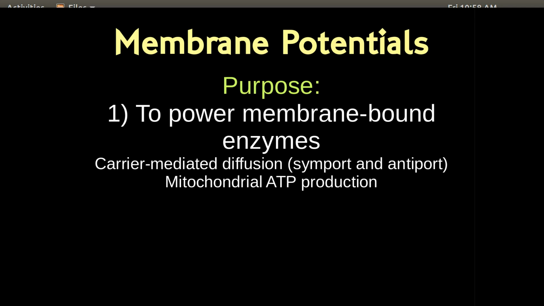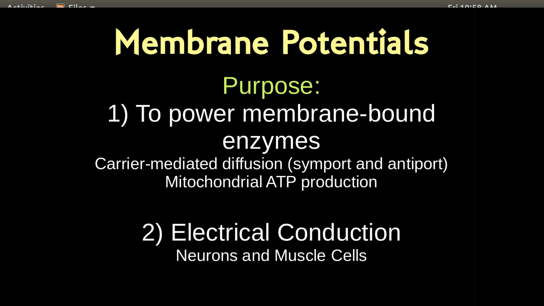Another example of something that we could use for this is, we're going to come back and talk about this later in the quarter, but mitochondrial ATP production happens largely because of electrical potential or a membrane potential that we built up on a mitochondrial membrane. Now this case is slightly different because it's on a membrane-bound organelle and not on the cell membrane, but the principle is essentially exactly the same.